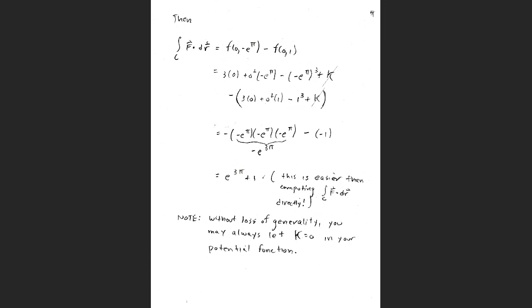So just a comment, without loss of generality, you may always let k equal 0 in your potential function. So like in WebAssign, when they want the potential function, they usually have the plus k there, but you don't have to, you could just let k equal 0. But I generally like the k to be there. It's just a personal choice for me. Okay, so let me give you a moment to finish copying that.